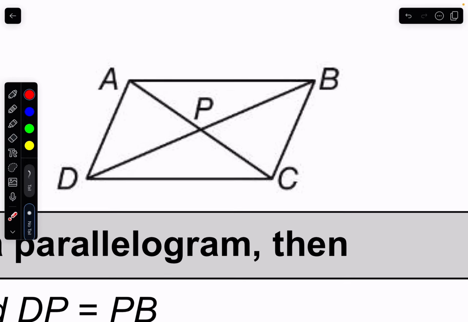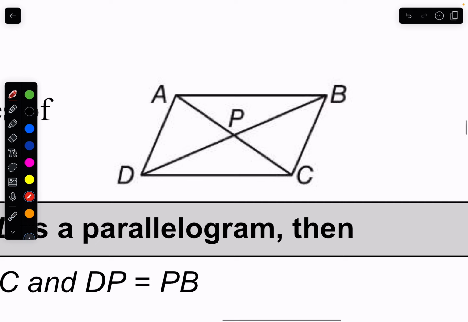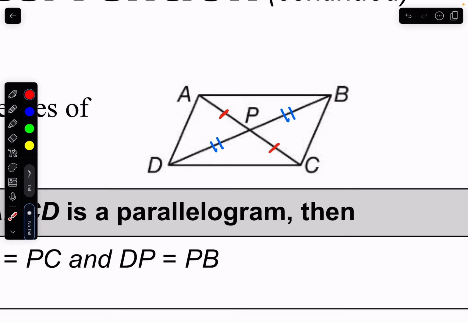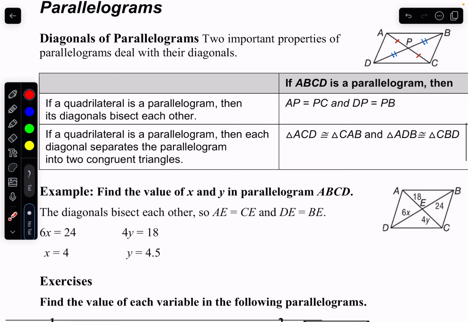Well, let me explain to you what it's really saying. It's saying that when the diagonals intersect, then that point of intersection is the midpoint between A and C. And it's the midpoint between D and B. So being the midpoint, it divides the diagonal into two congruent parts. Both diagonals are being divided into two congruent parts. That's basically what it says on that one.